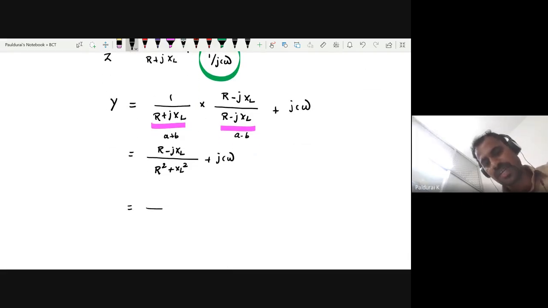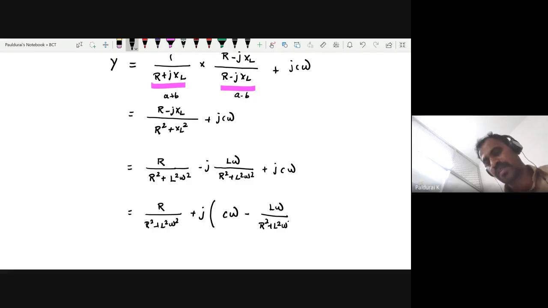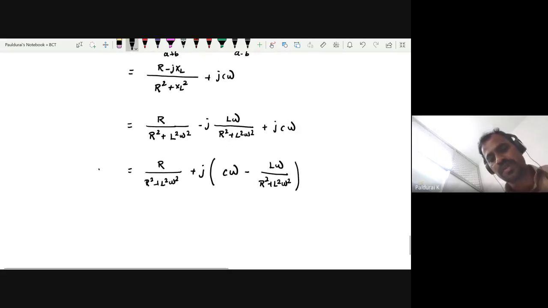My aim is I want to find the real and imaginary part. So separate this part. It becomes R plus, substituting XL equal to L omega, it becomes R minus J times L omega over R squared plus L squared omega squared, plus J C omega. So it becomes R divided by R squared plus L squared omega squared, plus taking J as common, J times C omega minus L omega divided by R squared plus L squared omega squared. Okay, so this is my Y.